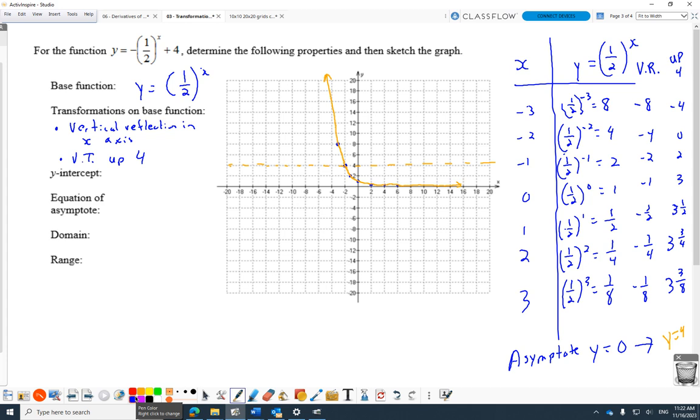Let me graph these points down. -3, -4. Oh, that's weird. Oh, I want to do another color. I'll do them all in red this time. -3, -4. -2, 0. -1, 2. 0, 3. 1, 3.5. Oops, 0, 3. Sorry, I'm off a little bit here.